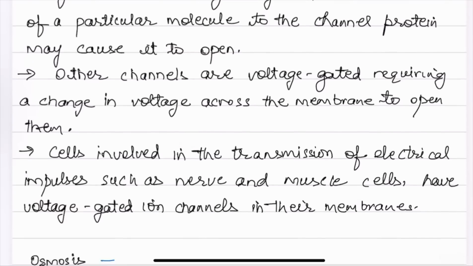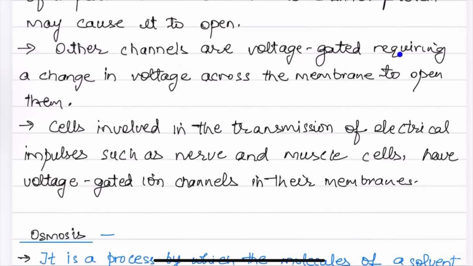Other channels are voltage gated, which require a change in voltage across the membrane to open them. Cells involved in the transmission of electrical impulses, such as nerve and muscle cells, have voltage gated ion channels in their membranes.